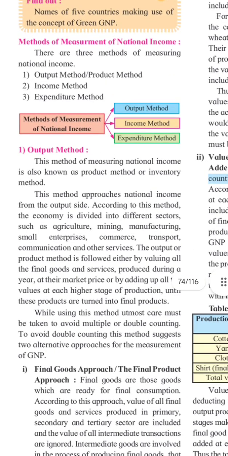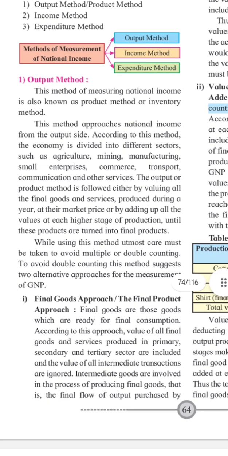Methods of measurement of national income. Now there are three methods: output method, income method and expenditure method, that we will be studying one by one. So the first method is the output method, also called the product method. This method is also called the product method or inventory method.